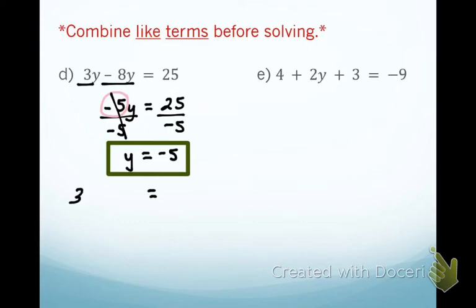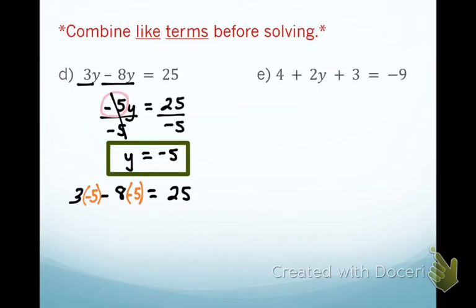When I check it, I just rewrite the original problem. 3 times y minus 8 times y equals 25. Talila, what am I going to plug in for my y's? You got to look back at what your answer is. What's my answer? So, Talila, should I just put -5 like this right next to it? You are correct. Why am I putting it in parentheses? Okay, when we put things in parentheses, it reminds us to multiply, right?